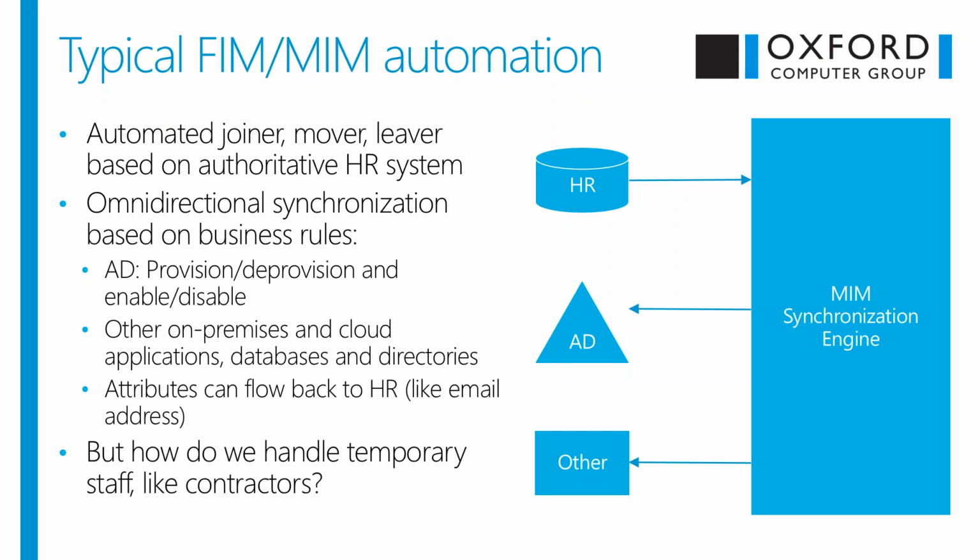As new people arrive in the HR system, they're imported into the synchronization engine, and that, according to the business rules that we've configured, will create users in other systems depending on the circumstances. That synchronization is omnidirectional in the sense that there may be attributes that you want to flow back, such as an email address, but fundamentally the way I've drawn the arrows, we're taking data from HR and pumping it into those other systems.